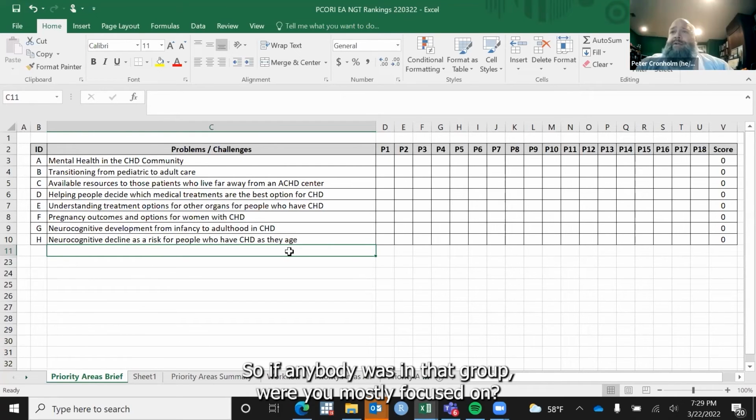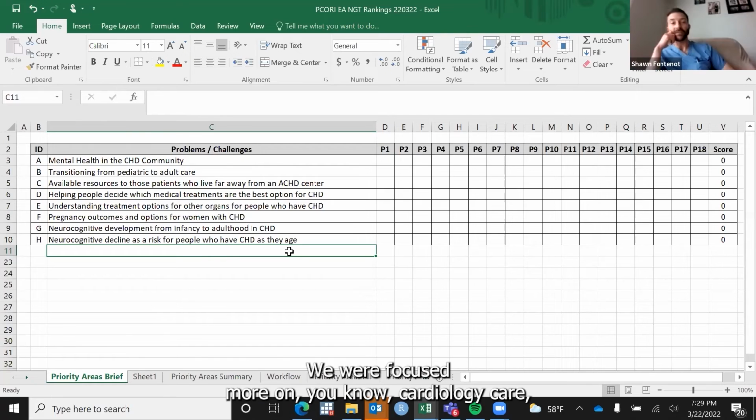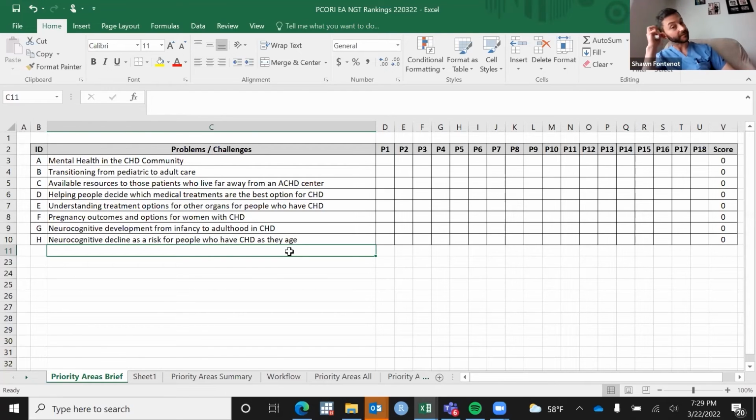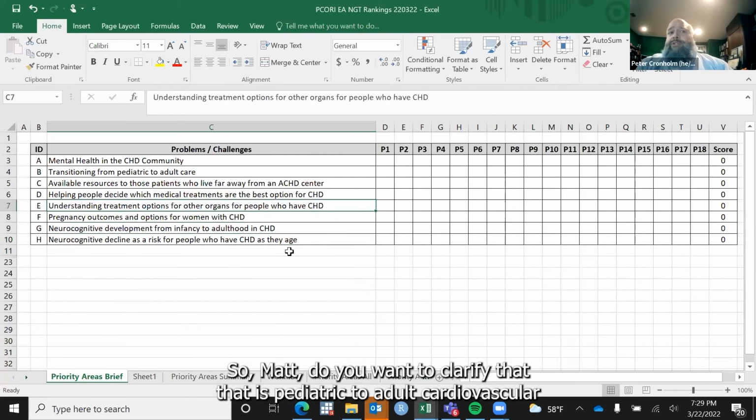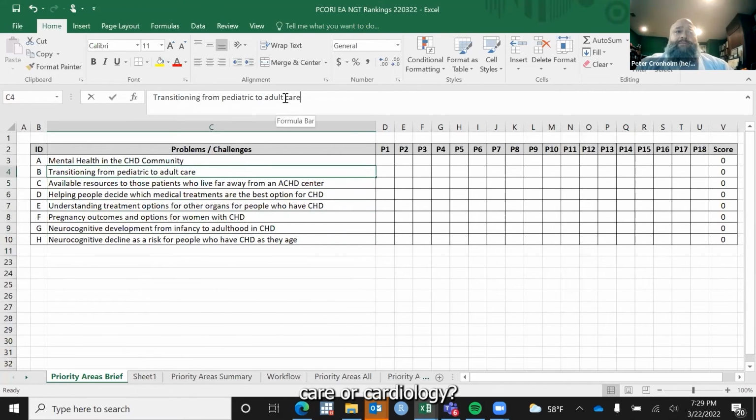So if anybody was in that group, were you mostly focused on? We were focused more on cardiology care, going from pediatric cardiology to adult congenital physician and care teams. So Matt, do you want to clarify that it is pediatric to adult cardiovascular care or cardiology?